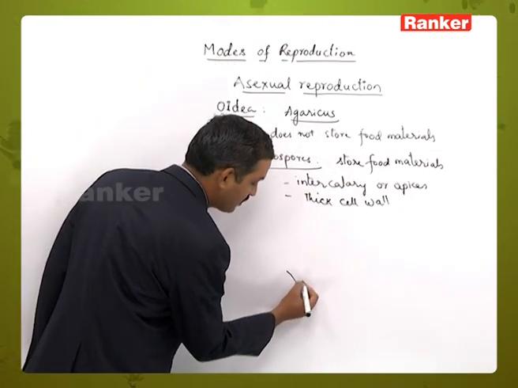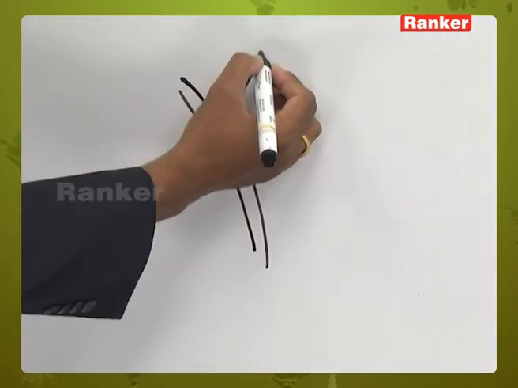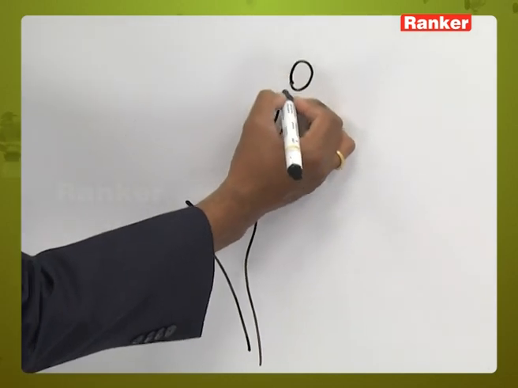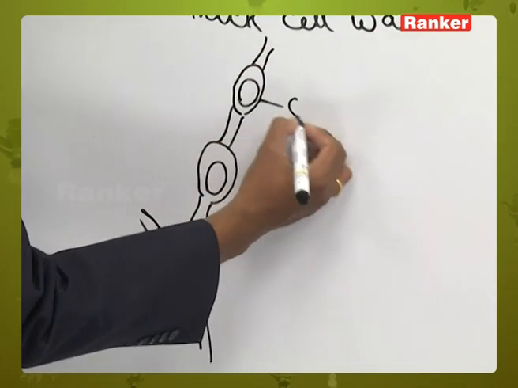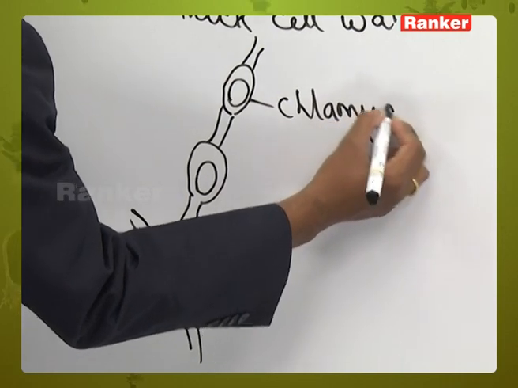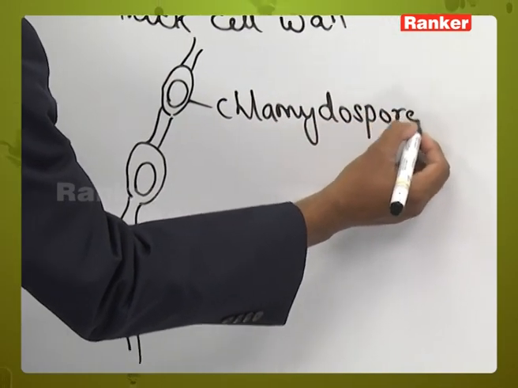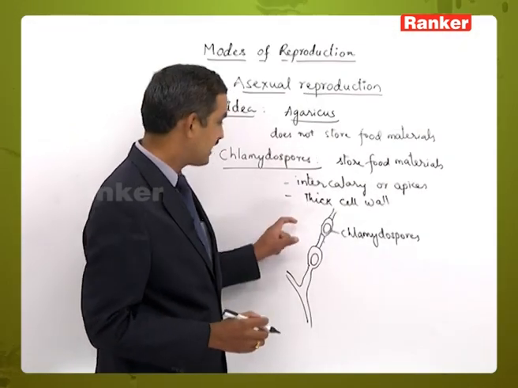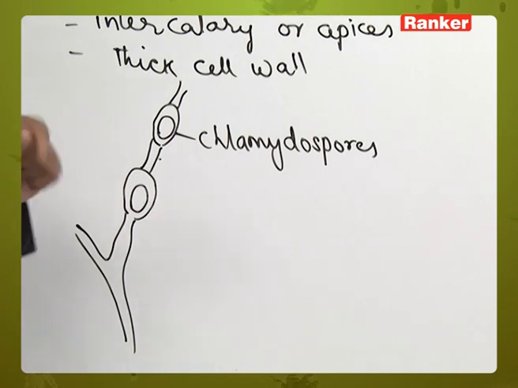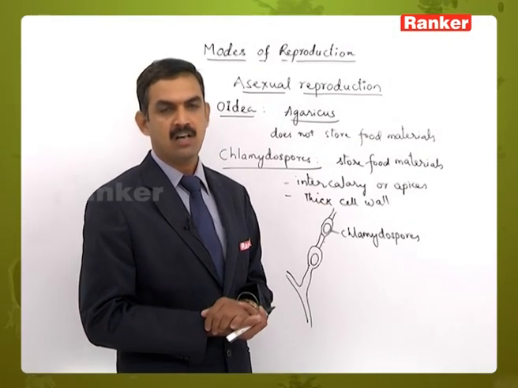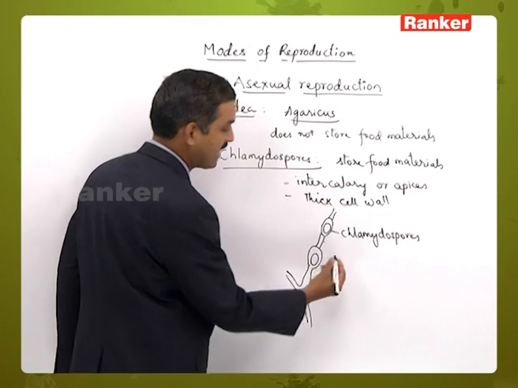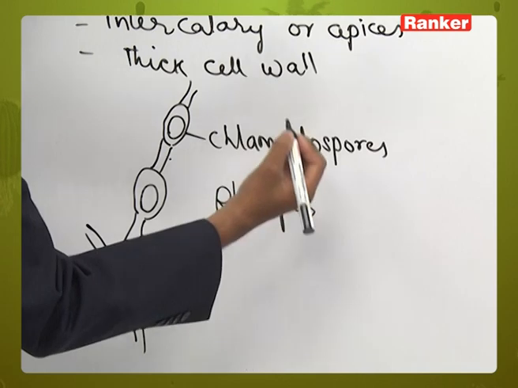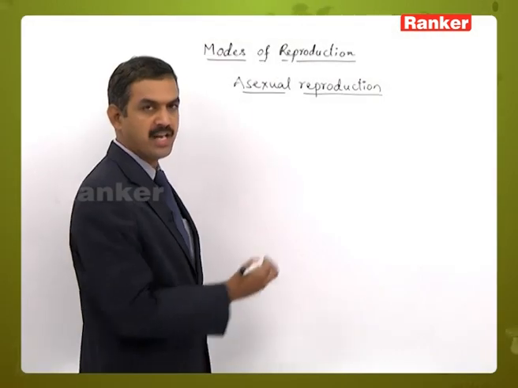If you observe the structure of these chlamydospores, they have thick structures like this, and this is a diagram of intercalary chlamydospores. Because the chlamydospore is flanked on either side by normal cells, we call it an intercalary position. Sometimes they may be formed at the tips of the hypha also. This type of chlamydospore can be seen in Rhizopus. Next one is sporangiospores.